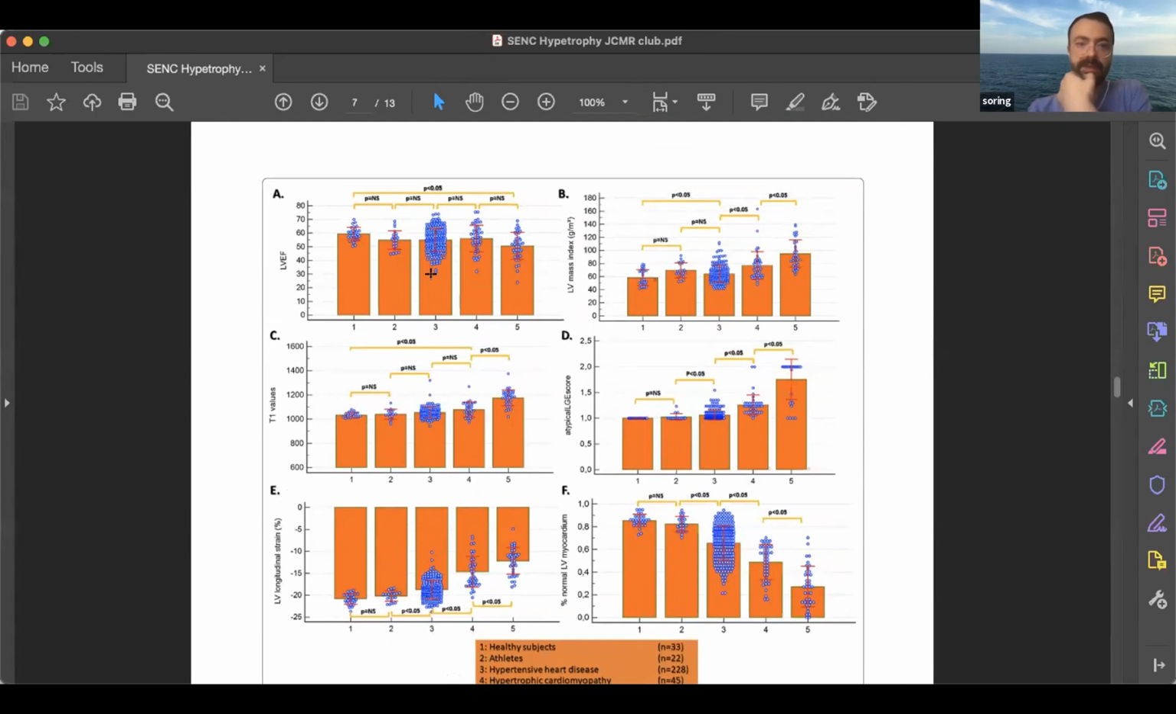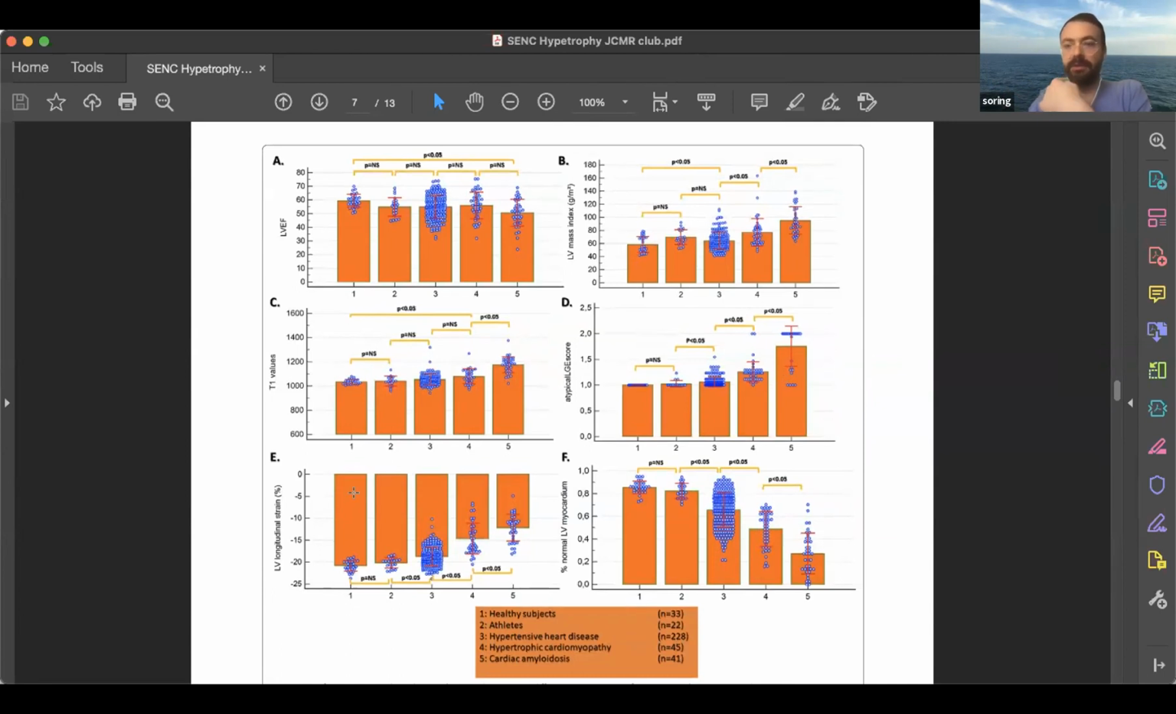Here you can see the left ventricular ejection fraction. The mass index increases from normal and athletes to patients with amyloidosis. The T1 values were significantly higher only in patients with amyloidosis. There was no significant difference between all other 4 groups. And the late gadolinium enhancement score was also highest in patients with amyloidosis, but was also different in patients with hypertrophic cardiomyopathy versus hypertensive heart disease and versus amyloidosis.